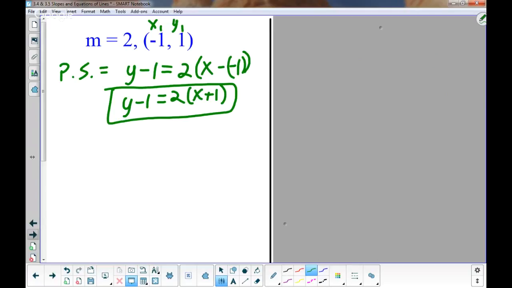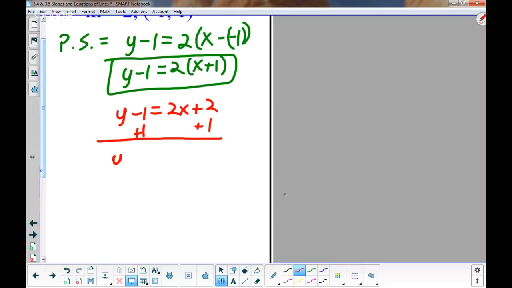To get the slope intercept, I'm going to change my point slope and convert it to y equals. So I'm just going to solve for y. In this case, I'm just going to work from here. We're going to distribute my 2 first. So I'm going to get y minus 1 equals 2x plus 2. And then I'm just going to add 1 to both sides. And I see that I get y equals 2x plus 3.